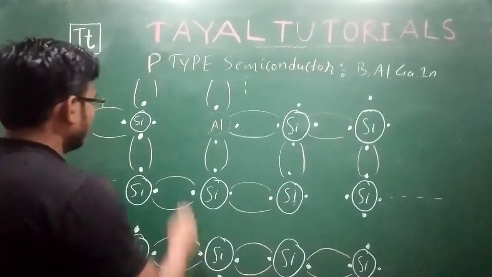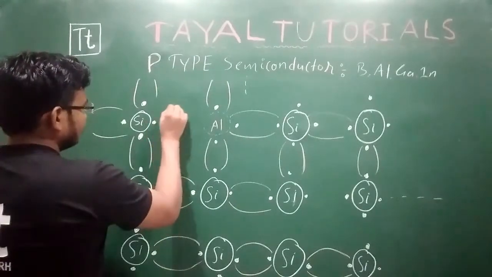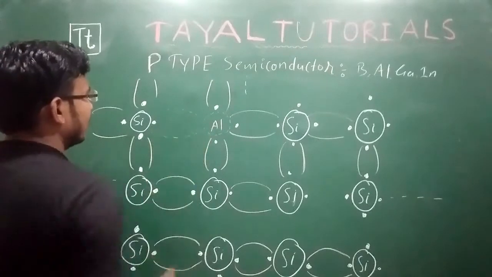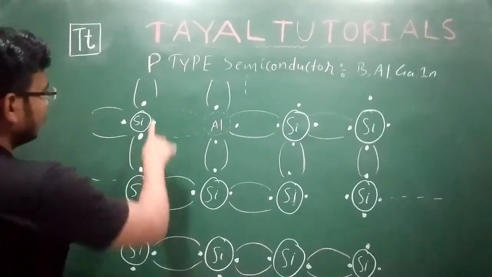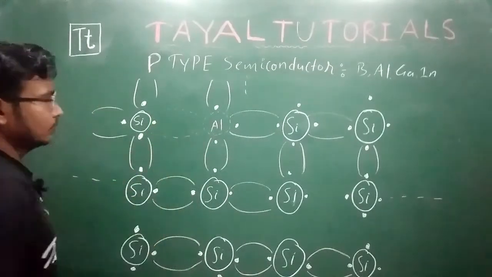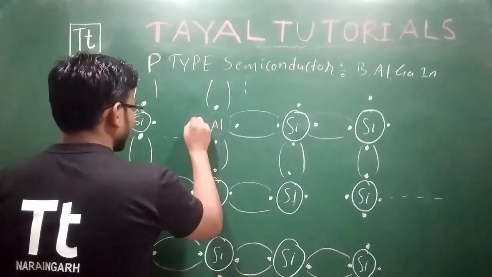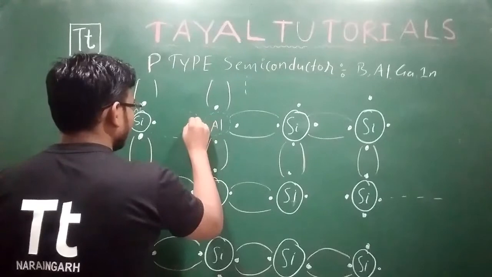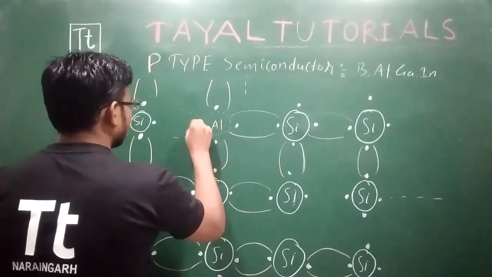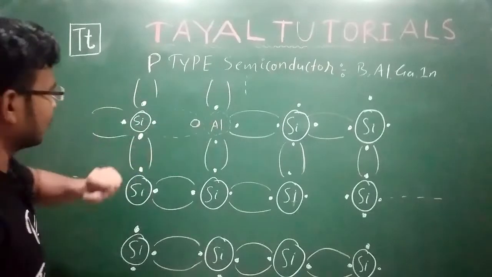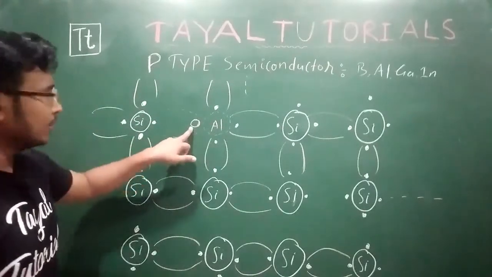So what happened? We assume that if there is an electron, then what happened? There will be formation of covalent bond. So let's see, there is a vacancy of electron. There is a vacancy of electron, that is your hole. Basically, this is hole, this is electron. I am representing that with different color.